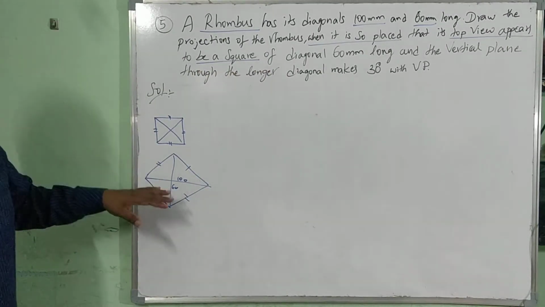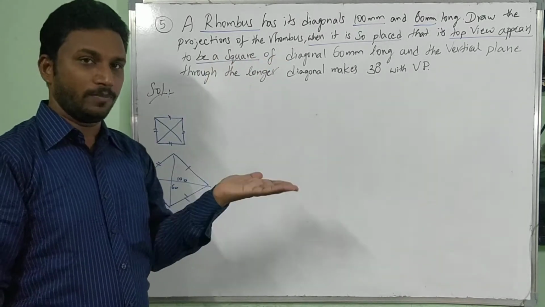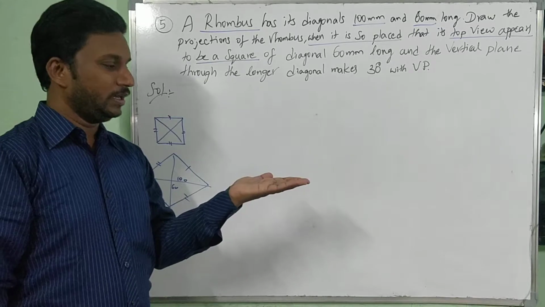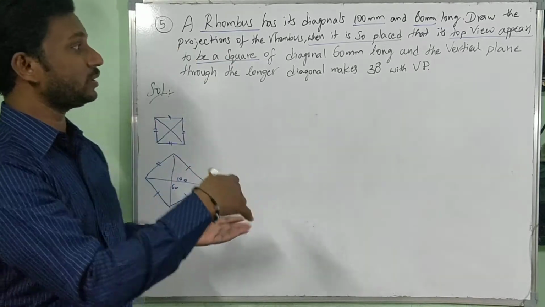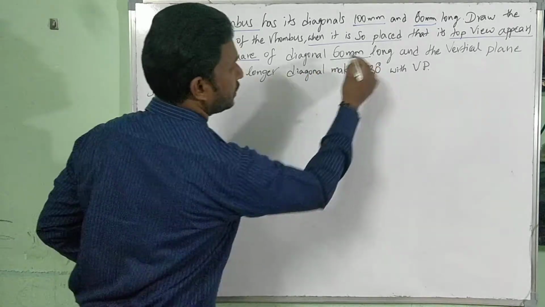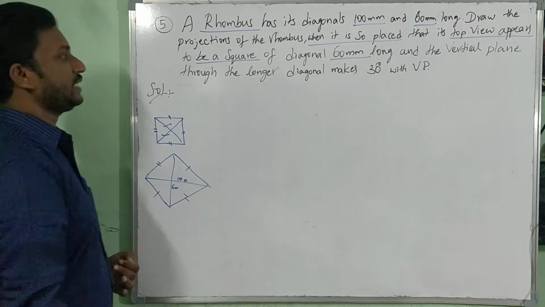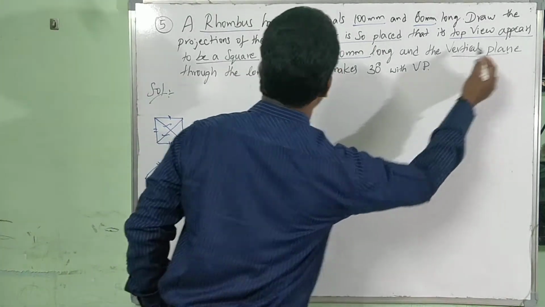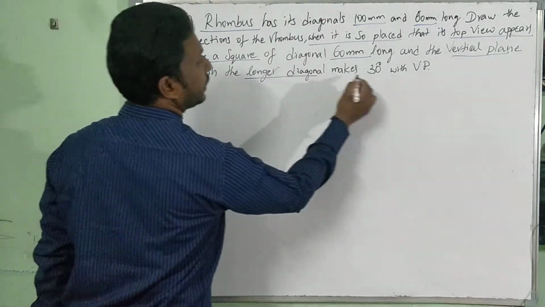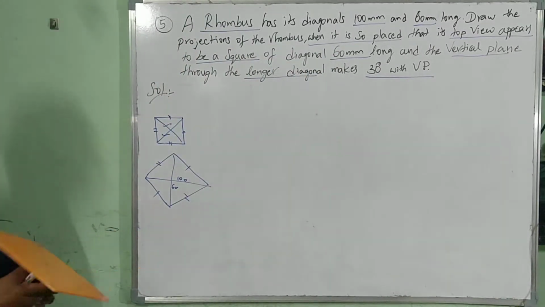When you are looking from the top view, whatever rhombus is placed, it looks like a square. Square means what? Both diagonals should be equal, of what dimension? 60 mm. And after that he is asking again, the vertical plane through that longer diagonal makes 30 degrees to the VP. So I hope you all understand this question.